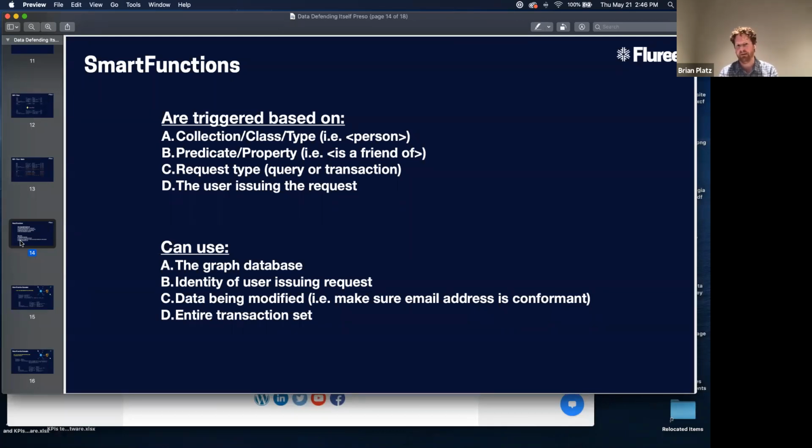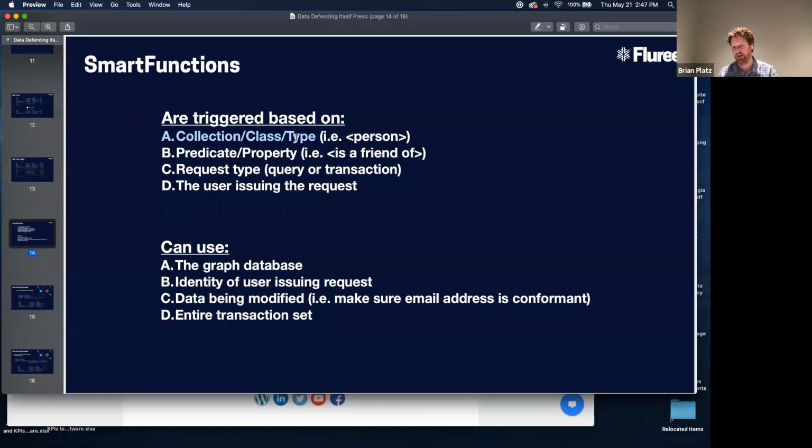So it's just code as data. It gets triggered, and it gets triggered based on a number of things. And right here are the core things that can trigger a SmartFunction to run. A SmartFunction can be attached to a collection or a class or a type, whatever sort of terminology you want to use. So like a person. If you thought about this in relational database terms, maybe you'd have a person table. And basically you're saying, trigger this SmartFunction that's going to perform some logic anytime anyone tries to manipulate that person table. So it's pretty high level at that point.